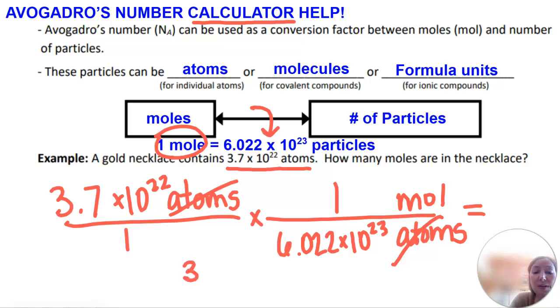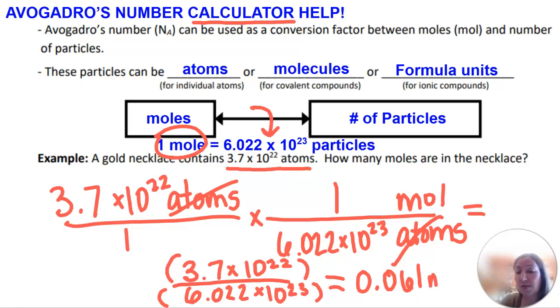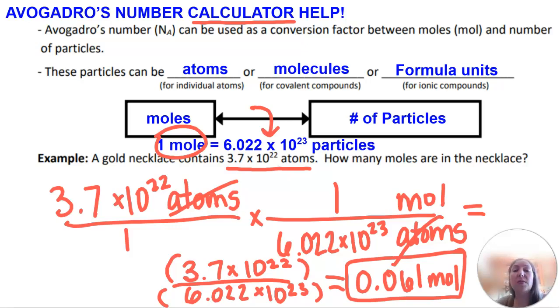So what we need in the numerator is 3.7 times 10 to the 22nd. And in the denominator, 6.022 times 10 to the 23rd. We need all of that to get in the denominator, so we need parentheses around the denominator. A lot of students find it helpful to just put parentheses around the whole numerator and parentheses around the whole denominator because that makes the calculation sometimes a little bit easier. When we do all that, we're supposed to get 0.061 moles. Let's check out a calculator and see if we can get that same answer.